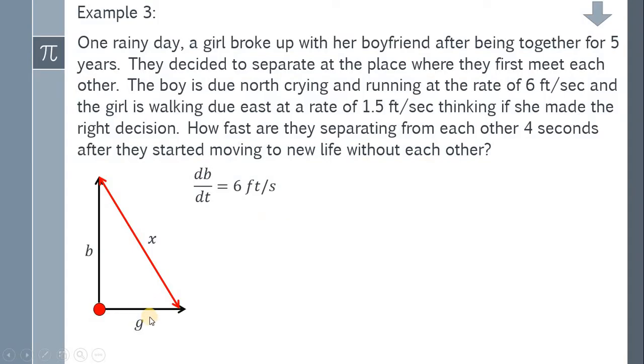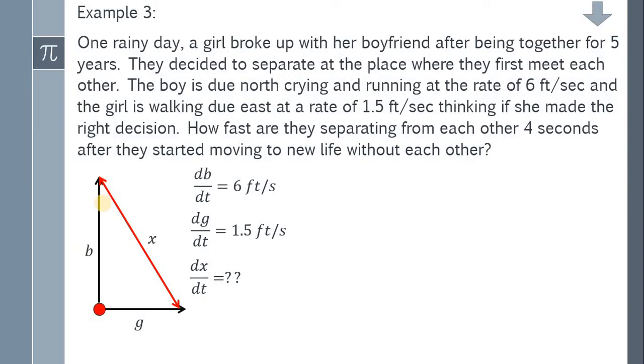Next, ano naman yung dg over dt? So, ito ay 1.5 feet per second. Ito yung rate when the girl is walking due east. Now, yung goal natin mahanap dito is yung rate of change nung distance nila sa isa't isa. So, we have dx over dt. Now, we're done in step 1 and step 2.